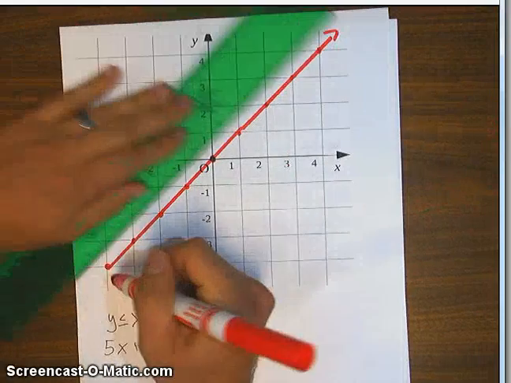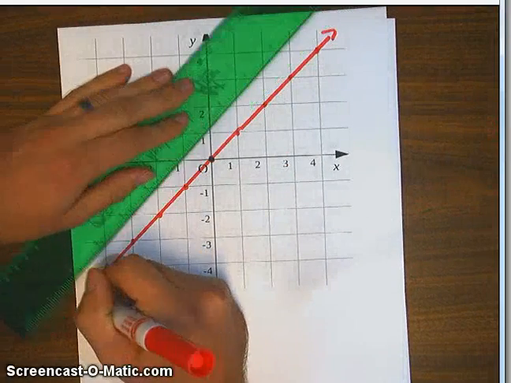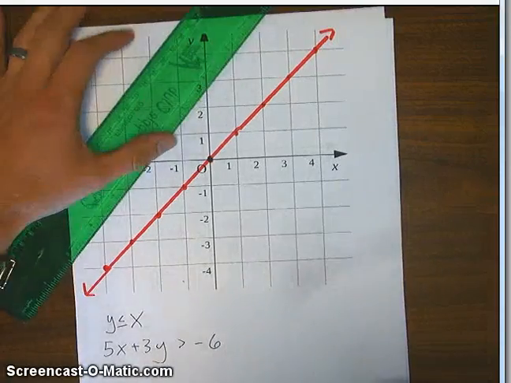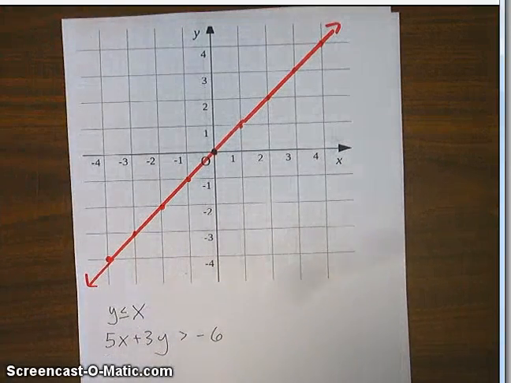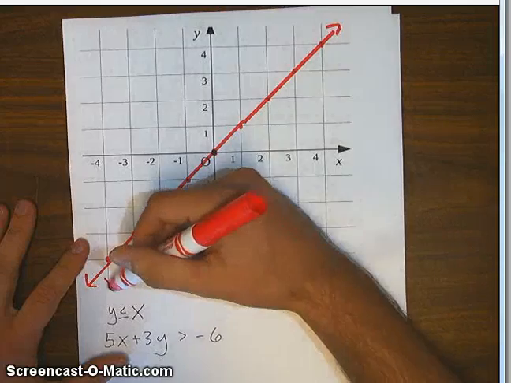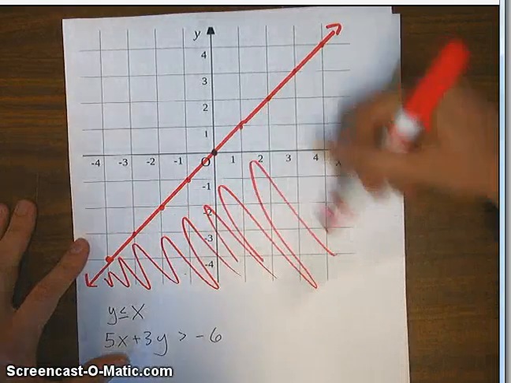I like to put arrows at the end of my line so that I know that it goes on forever. And it says y is less than, and less than means shade below. So I'm going to shade all the stuff below this line here.